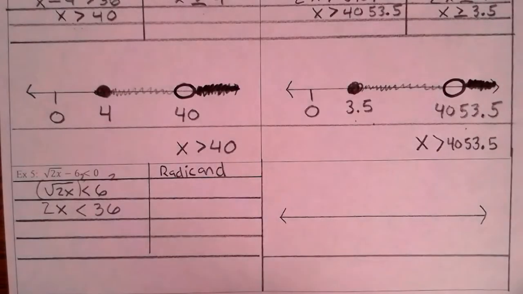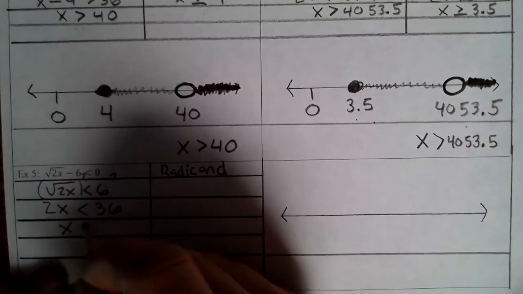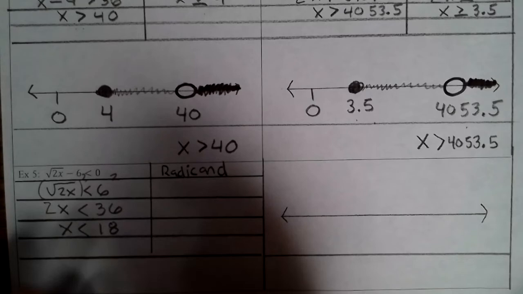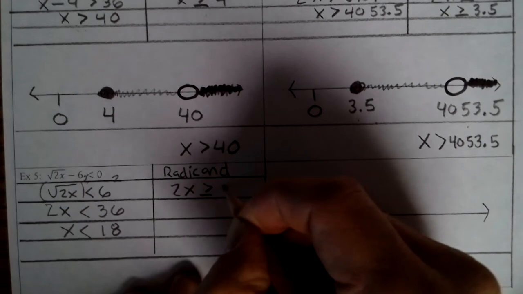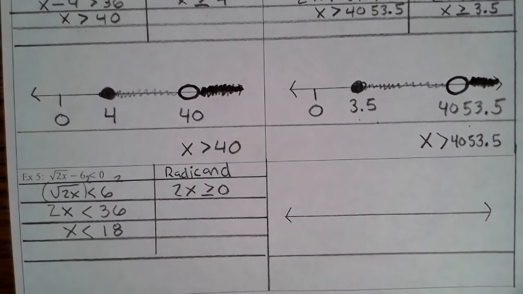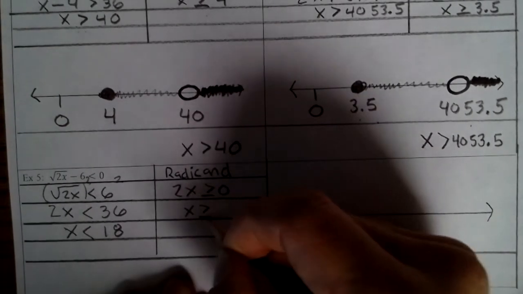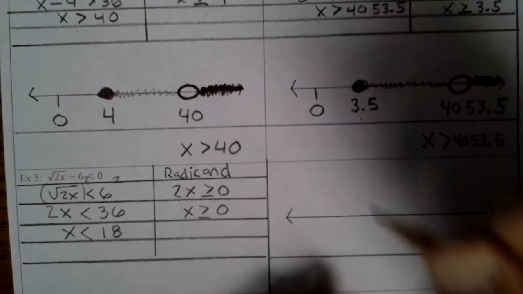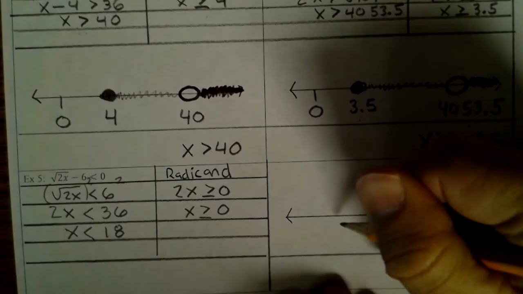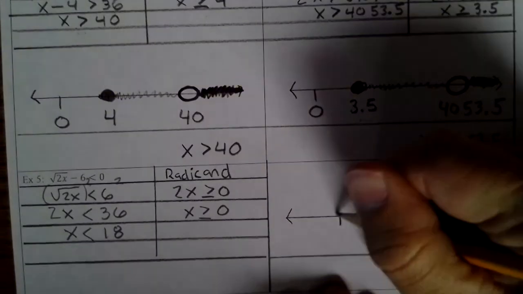Okay, now we set the radicand greater than or equal to 0, so 2x greater than or equal to 0. Divide both sides by 2. X is greater than or equal to 0. But now here, in this case, it's unique in that we actually have a point at 0. And that's a closed circle. And we have an open circle at 18.